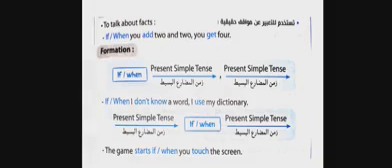How to form sentences. If or when. The sentence which comes after if or when must be in the present simple tense. This is for the zero conditional. The second sentence as well in the present simple tense.